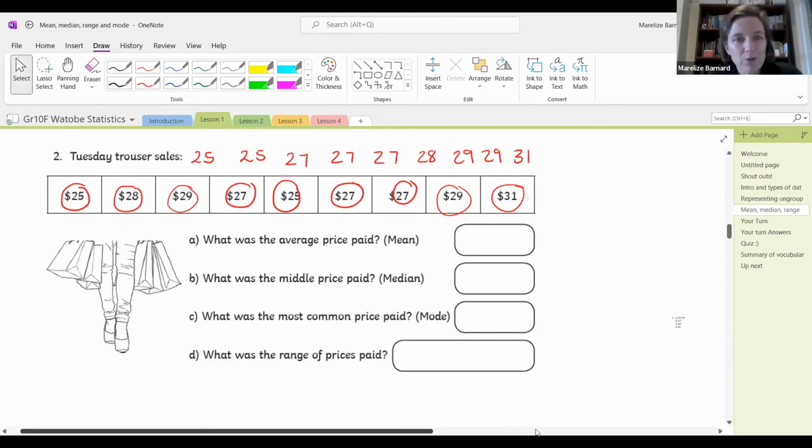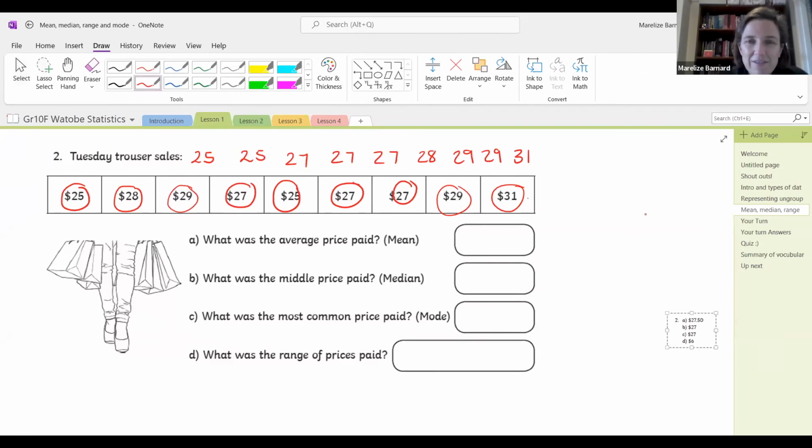Okay, and let's have the answer. What is the mean? Add all the numbers together and divide them by 9. 27.5. I agree with 27.5. So if we added all of these numbers together and divided them by 9, we get $27.5.